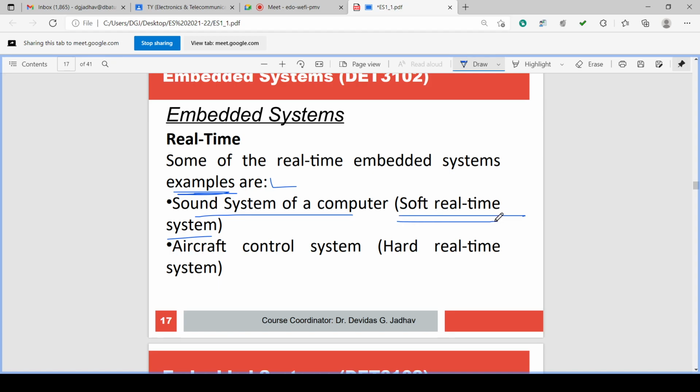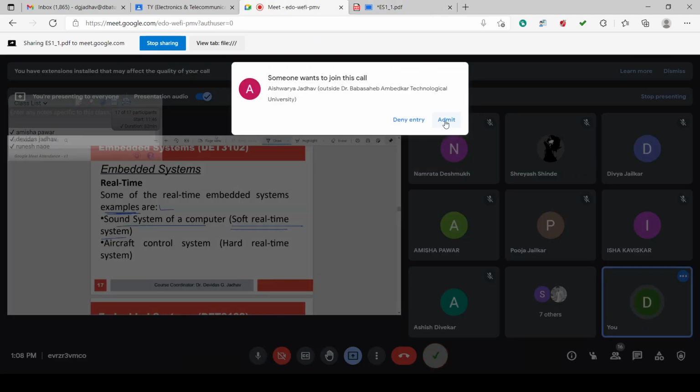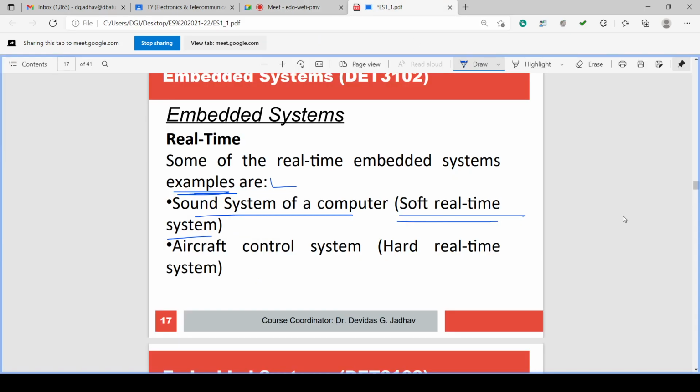So it will allow slight delays, and deadlines are not of paramount importance in that. So this is the case of soft interfaces. Soft interfaces are like the sound system of the computer.